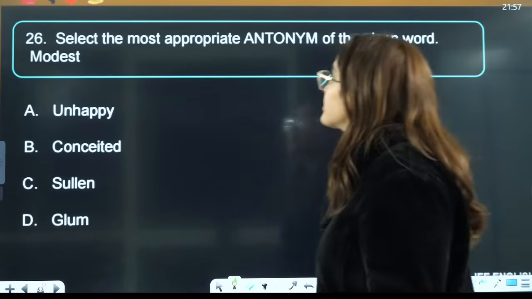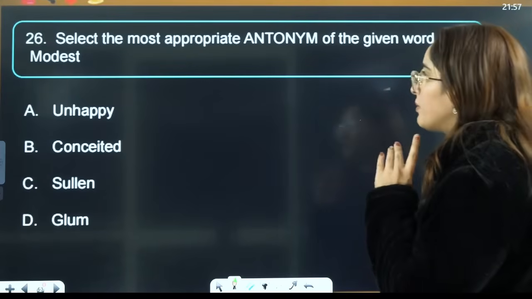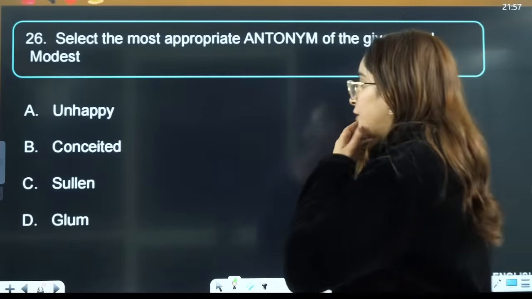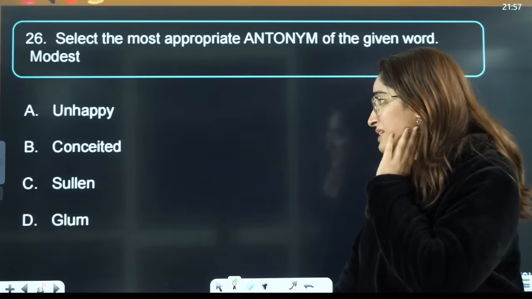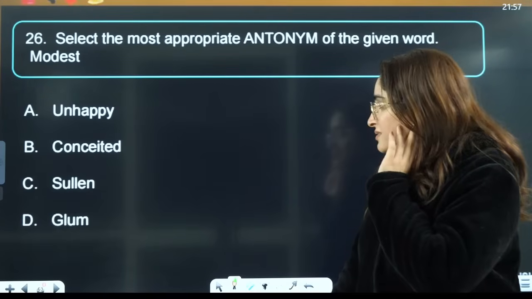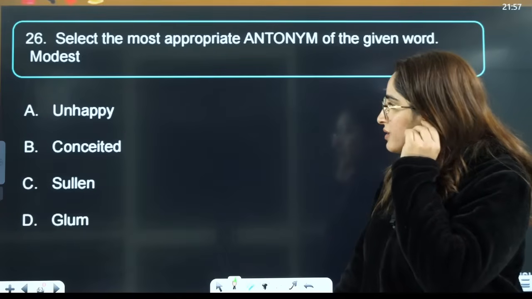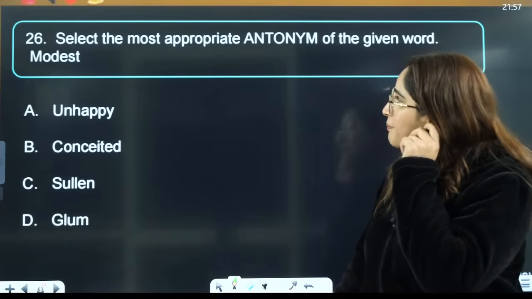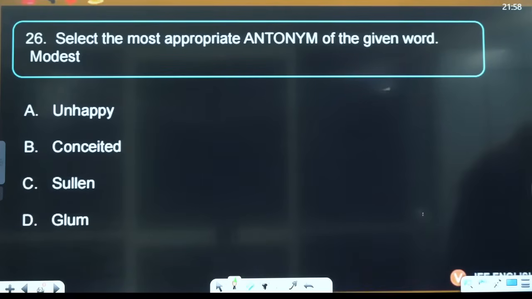So next is select the most appropriate antonym of the given word. Modest. Modest, tell me. I told you this. Modest, conceited, sullen, glum, all these are what? Conceited, unhappy. Tell me, what is the answer for modest? Antonym, you don't have to tell the synonym here. You just have to tell the antonym here.